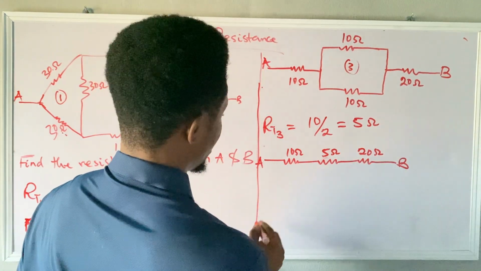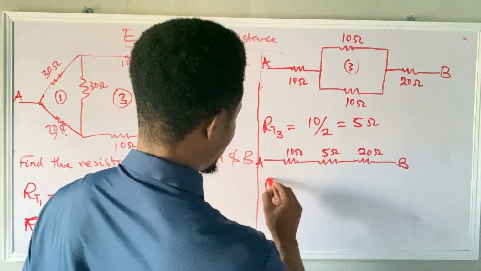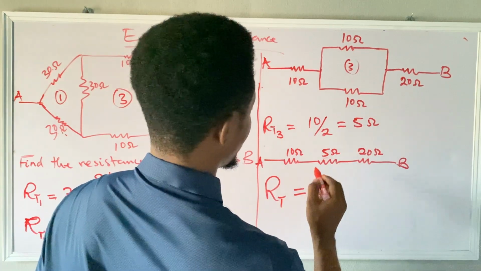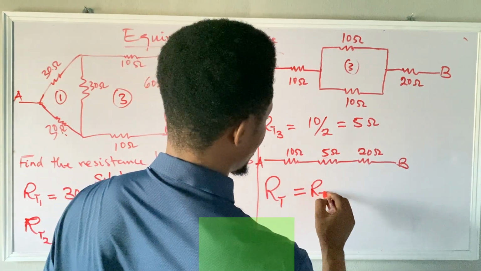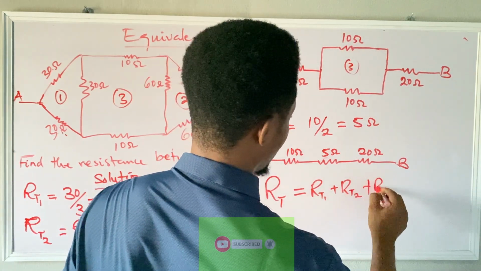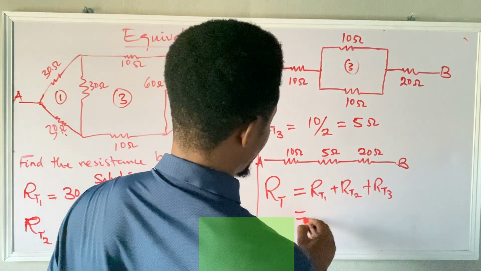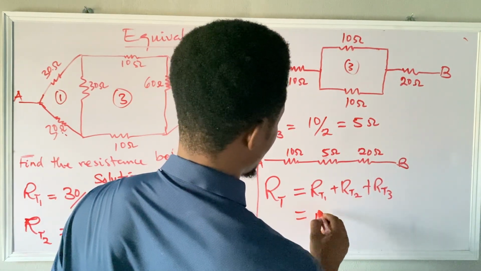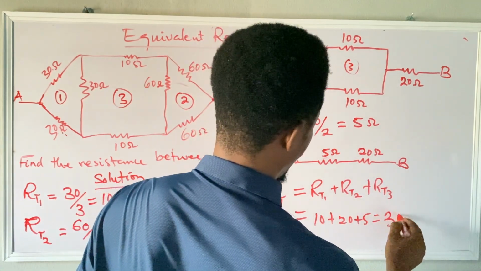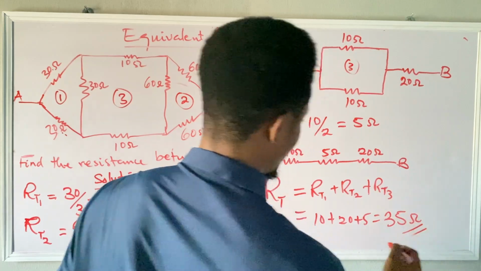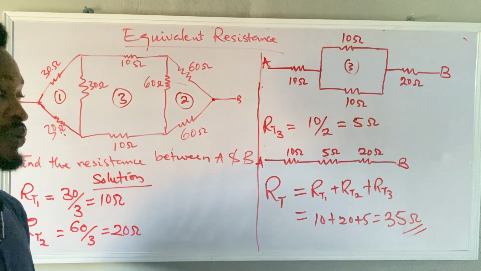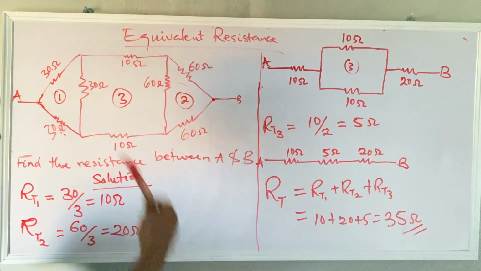Because they are all connected in series, our equivalent resistance RT will be equal to RT1 plus RT2 plus RT3. This will give us 10 plus 20 plus 5 equals 35 ohms. That is the answer. That is the equivalent resistance for this circuit.